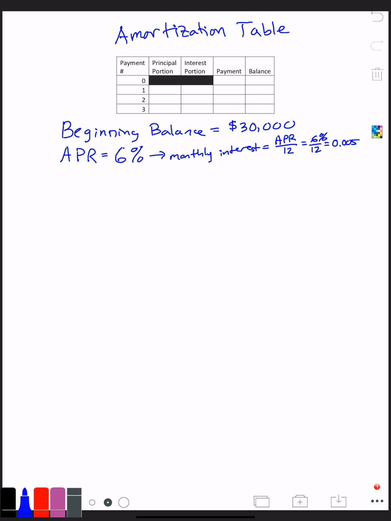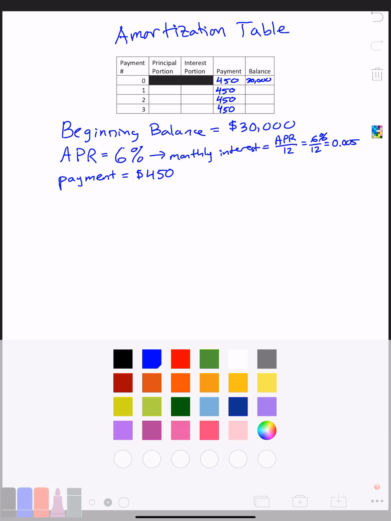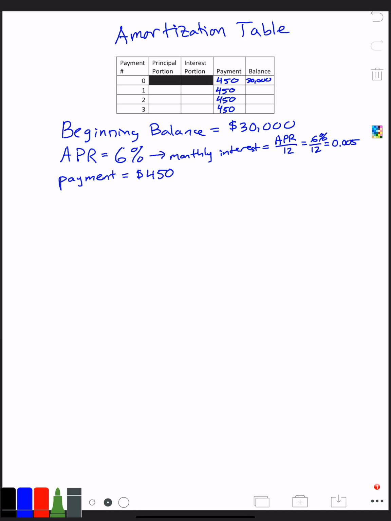The last thing that we need is the monthly payment. Again, this is something that you would have had to calculate beforehand or may have been given to you in the problem. And for this problem, we're going to assume that it's $450. Once you have the payment, you can actually fill out the entire column here for payment. That is given to you. You can also fill out the first balance here because that's how much you owe before the first payment, right? Payment 0 there.